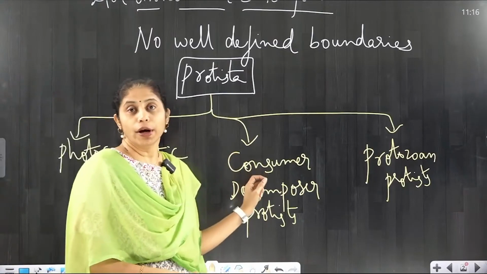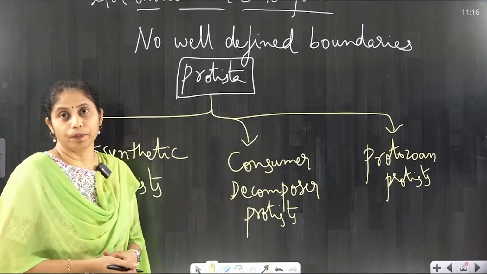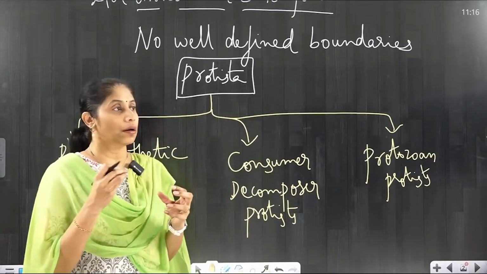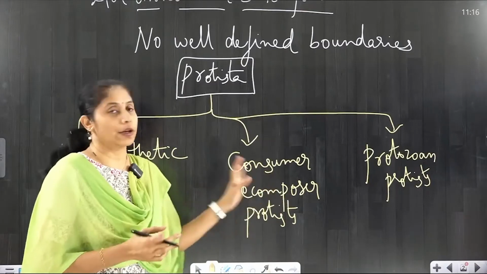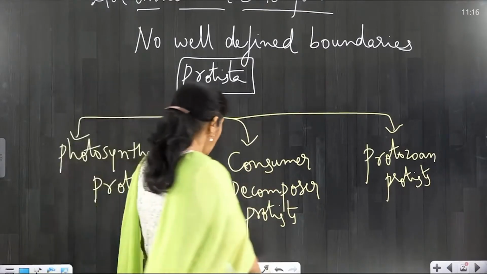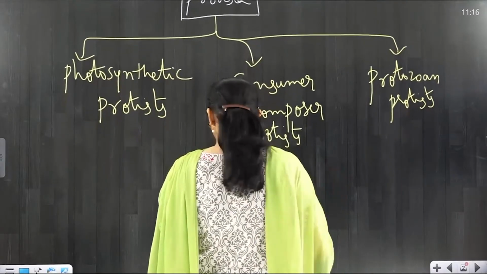These are called consumer decomposer protists. Here the heterotrophic mode of nutrition will be there. Then protozoan protists, they'll show only the consuming nature of the protistans. So based on the nutrition, they have classified like this. Under each of these categories, we have further types.